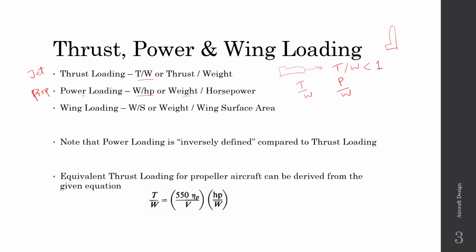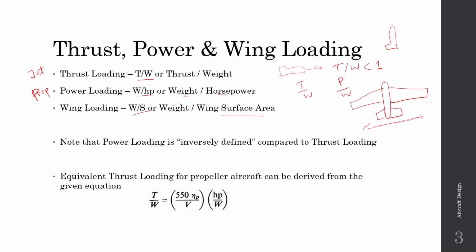Then we have wing loading, which is W by S. In a way, this defines how big the wings of the aircraft are. If this is the top view of the aircraft, then how big are the wings? For a glider, it has a low wing loading because the wings are very large. The wingspan is large.